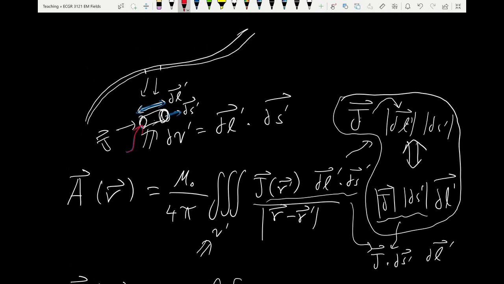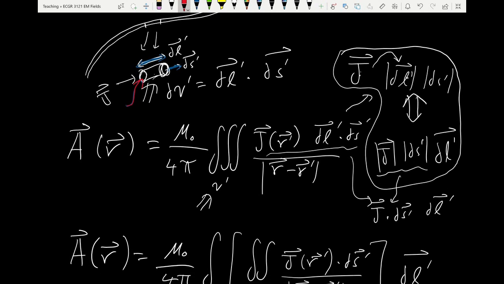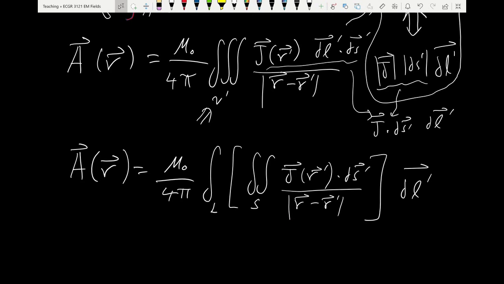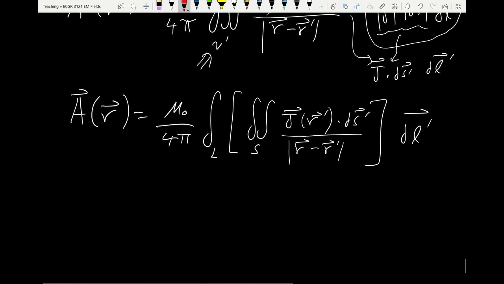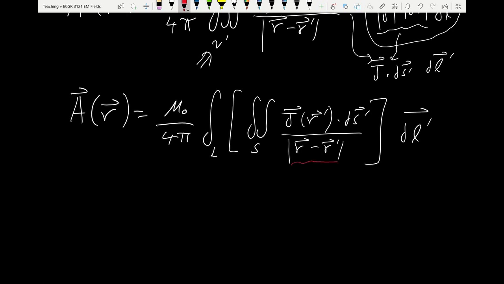Let me do it in red. Notice as I'm integrating over the surface, r minus r prime is not changing much, right? R minus r prime is this distance. It doesn't change much when I'm integrating, because my small volume I expressed as an extended cylinder. As I'm moving across dl, r minus r prime is going to change, but as I'm moving along the surface, r minus r prime does not change much. So I can remove this outside the surface integral, and I end up with just integrating J dot dS.